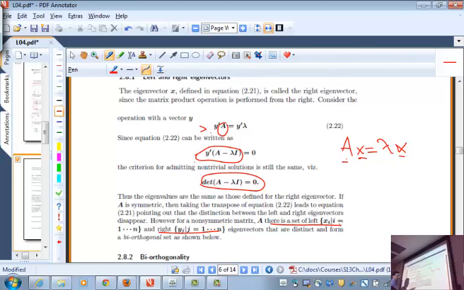They are distinct. They are different. And they are bi-orthogonal. What that means is, if you take one vector from the set Y, you will have vectors y1, y2, ..., yn. So n vectors on the left side and n vectors on the right side.